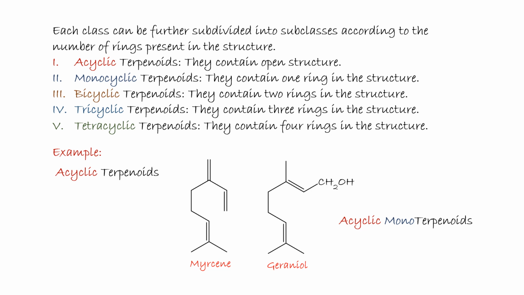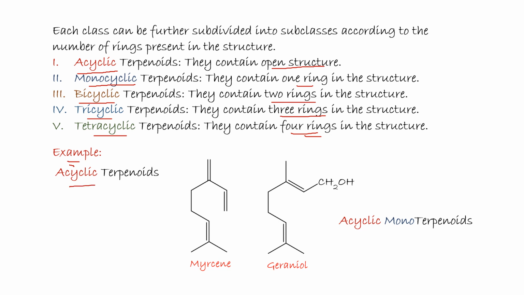Each class can be further subdivided into subclasses according to the number of rings present in the structure. We have Acyclic Terpenoids. They contain an open structure. Monocyclic Terpenoids. They contain one ring in the structure. Bicyclic Terpenoids contain two rings. Tricyclic Terpenoids, three rings. Tetracyclic contains four rings, etc.